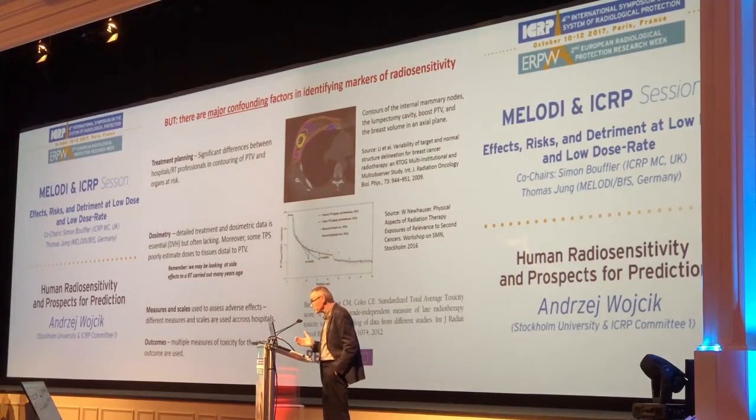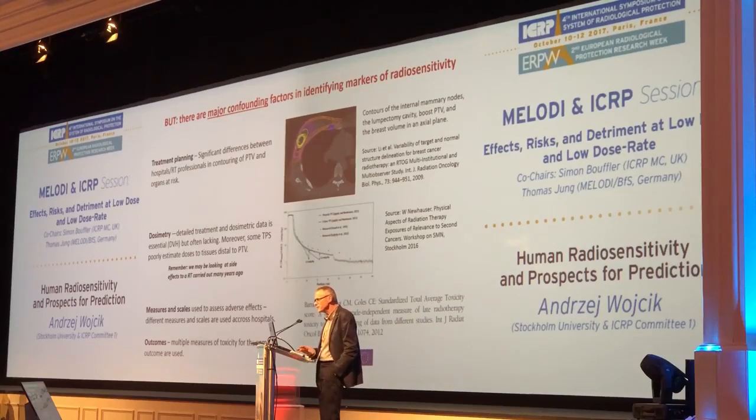And obviously, when you look at the side effects of patients that were treated differently, really treated differently for the same disease, how do you know that if some of them develop side effects, this is because they are radiosensitive? Isn't this because they were maybe planned in a different way? So this is a major problem that I think is often overlooked.